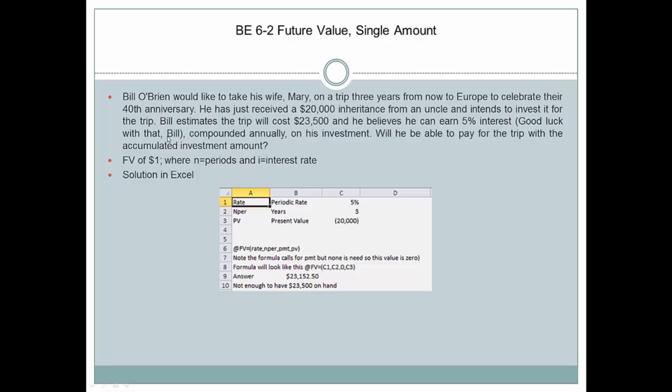Well, good luck with that, Bill, because they're not paying 5% these days. So the interest is compounded annually on his investment.